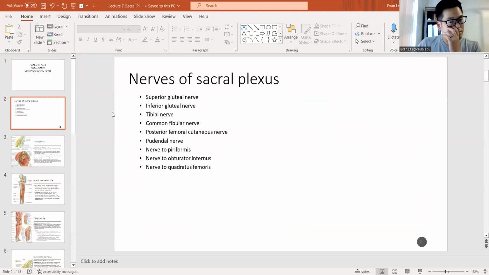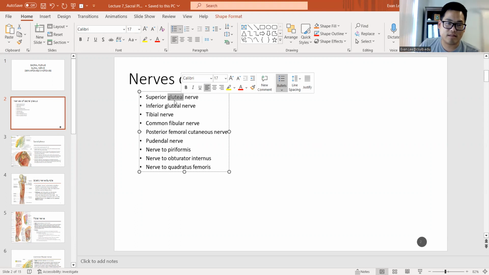So for the sacral plexus, you do have a number of nerves, but if you look closely, a lot of them are very familiar to things that you might already know. In looking at the word gluteal, you know what gluteus means? This means that it's the posterior hip region. So superior and inferior gluteal nerves, those will be going to mostly your gluteus maximus, medius, and minimus, which luckily coincides and makes sense.